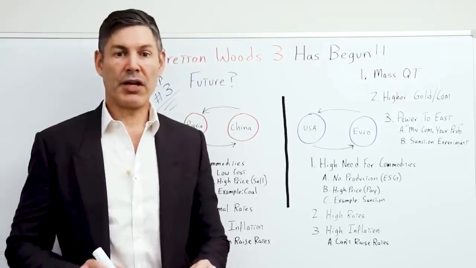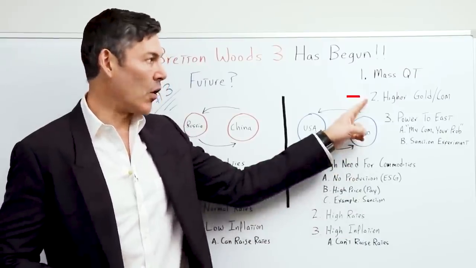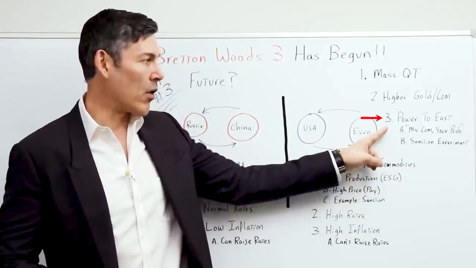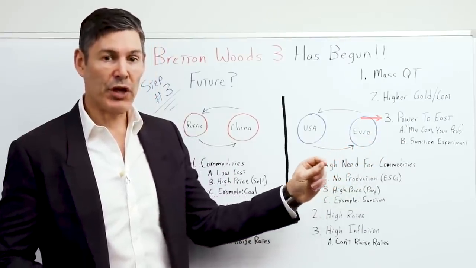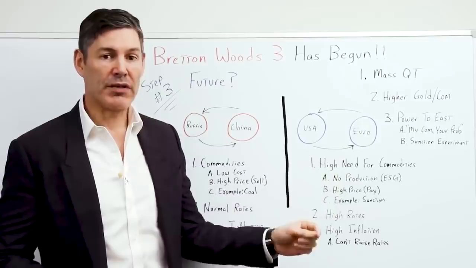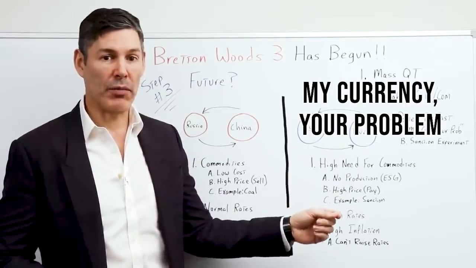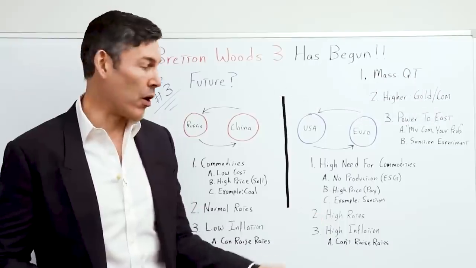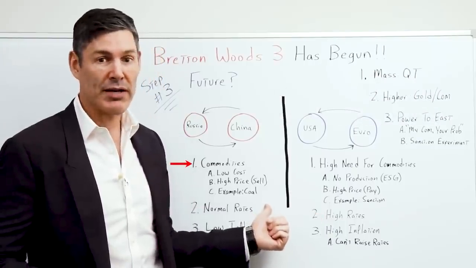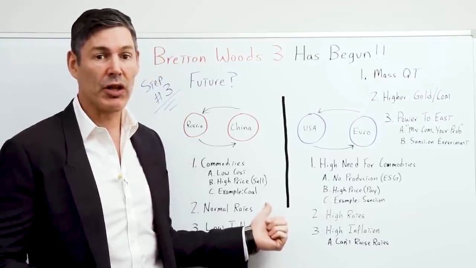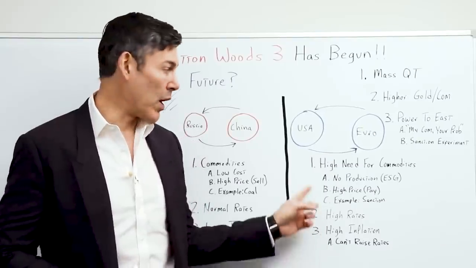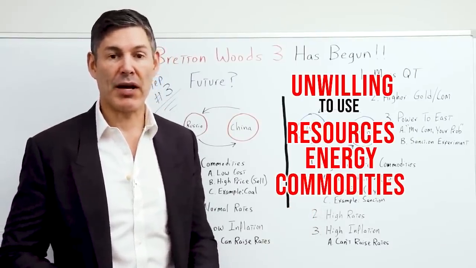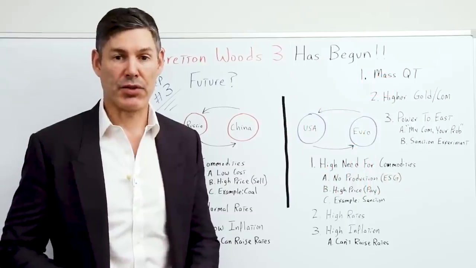up. Another thing he mentioned in the future, that he sees gold going much, much higher along with commodities, and basically most of the power moving to the east. We go from this environment where it's my currency, your problem, to it's my commodity and your problem. Therefore, whomever holds the cheap commodities is going to hold the majority of the global power, especially if the West remains unwilling to use the resources, energy, and commodities they have at their disposal.